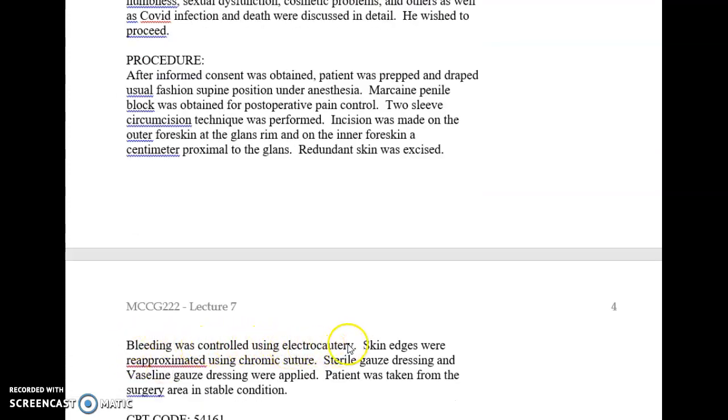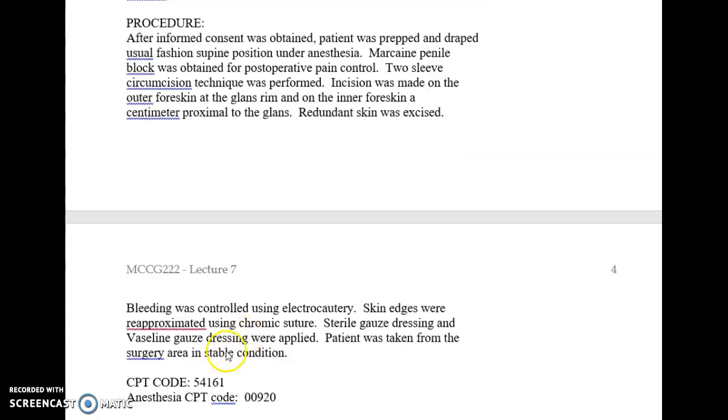using electrocautery. That CPT code is not coded separately, so you wouldn't want to look up this as an additional CPT code. That's actually already included in the 54161 CPT code. So this one's just a circumcision on a male older than 28 days old.